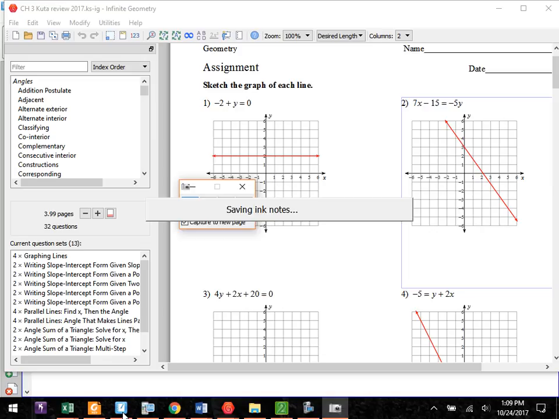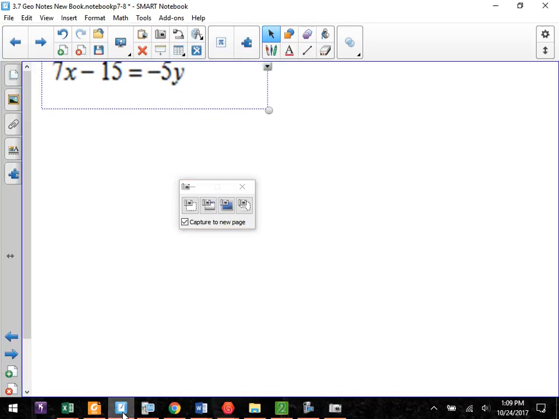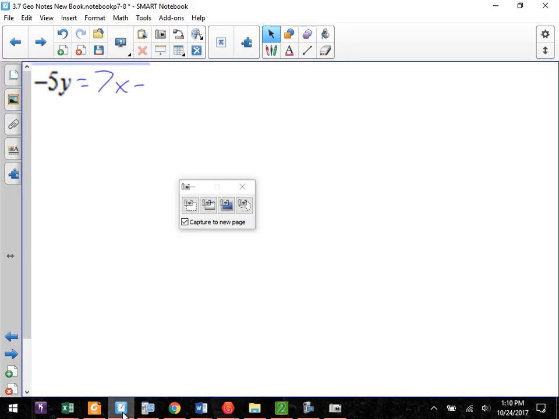this was to get it into what format? Slope-intercept. Slope-intercept form says y equals mx plus b, which means what variable do you have to get by itself? Y. Okay. In this case here, let me rewrite it. Let's say I have negative 5y equals 7x minus 15. We'll make it look a little more user-friendly. What do you do to get y by itself?